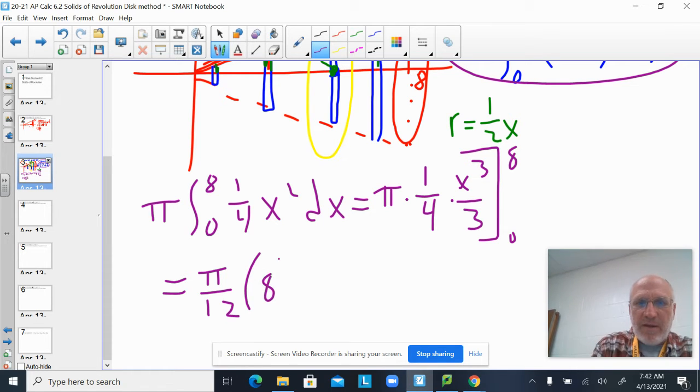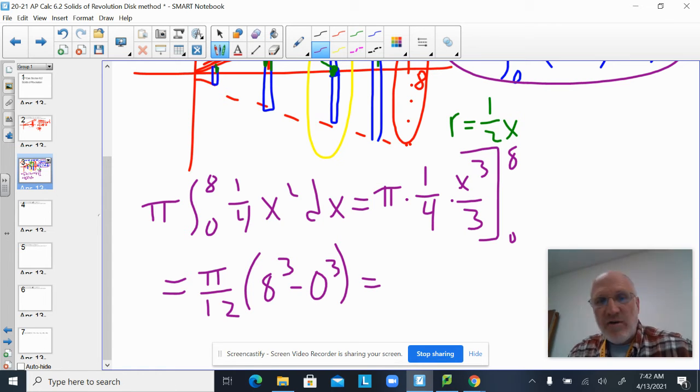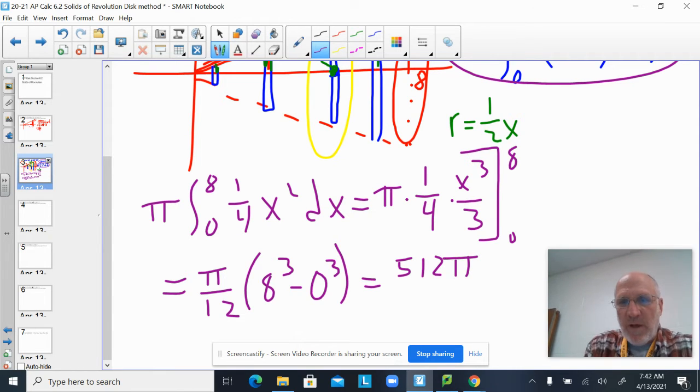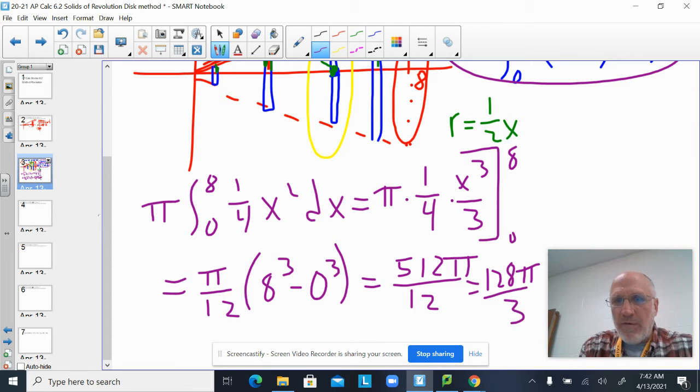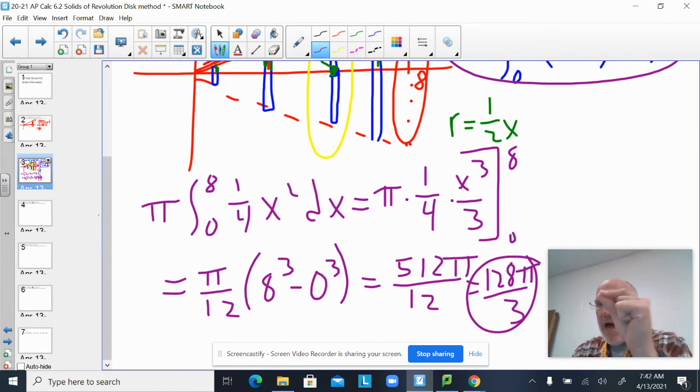So I've got 8 cubed minus 0 cubed. 0 cubed is obviously 0. 8 cubed turns out to be 512. You may have to calculate that, but I happen to know it. 512 pi over 12. And if I divide top and bottom by 4, that fraction does reduce. Turns out to be 128 pi over 3, which is what we got when we used geometry to find that volume.